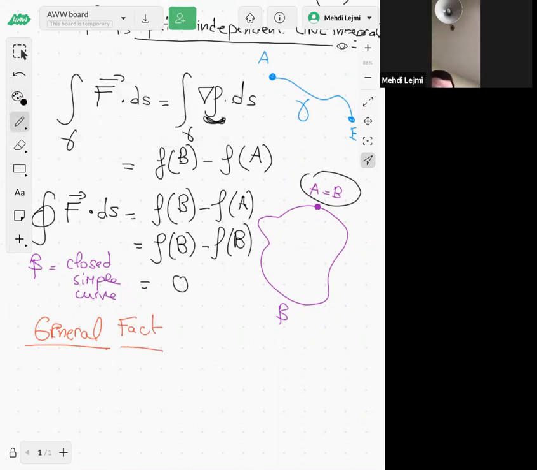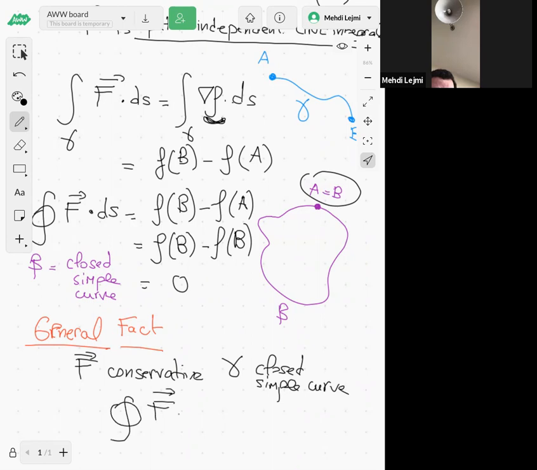Okay. So what we are saying is you have F conservative. This is very important, of course. You have alpha or gamma, a closed simple curve or path, then you know that this is always zero, just zero. It's a general rule, but it makes sense, right? Because the integral would be just F at the terminal point minus F at the initial point. But if the initial and terminal points are the same point, then that would be just zero.